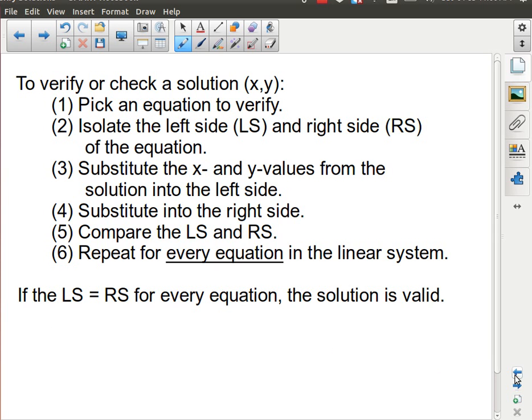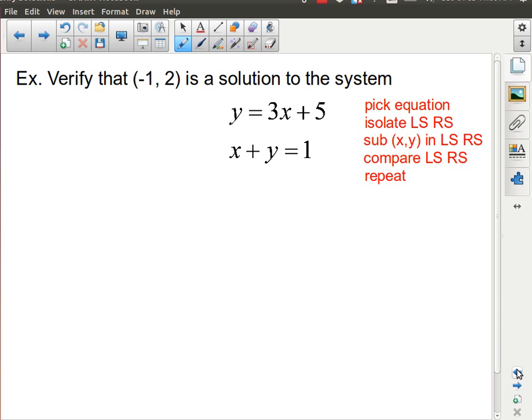Okay? First example. In this case, we have two equations, and I've been told, so I didn't have to solve these myself, that negative 1, 2 is a solution. And remember that this is always written in the order x, y. So the x value is negative 1, the y value is 2. I want to show that that's a solution to this system of two equations. So the first thing I'm going to do is pick an equation to take a look at. So I'm going to call this equation number 1.